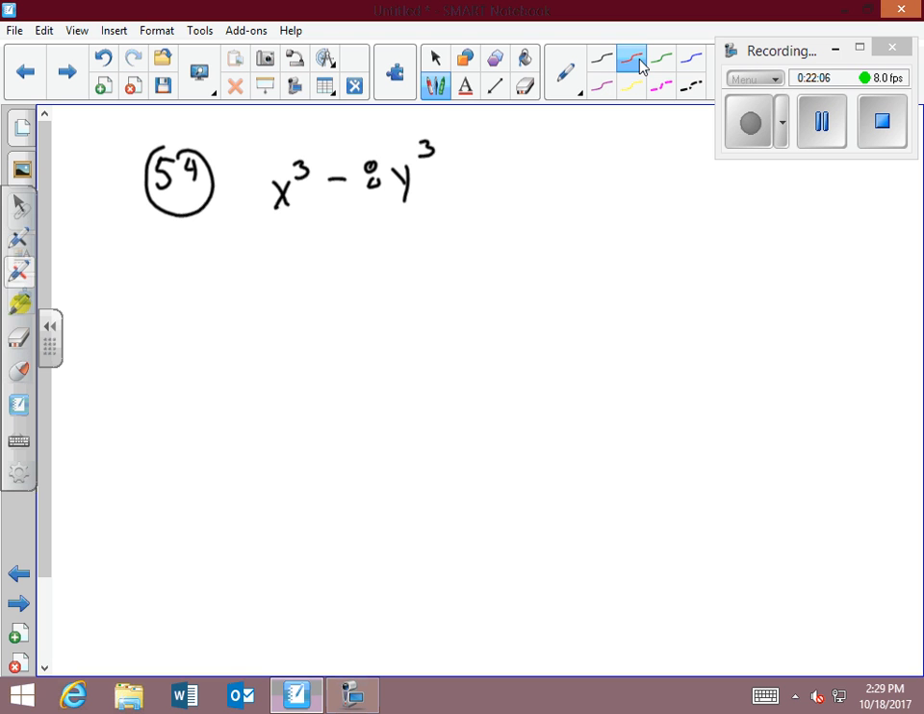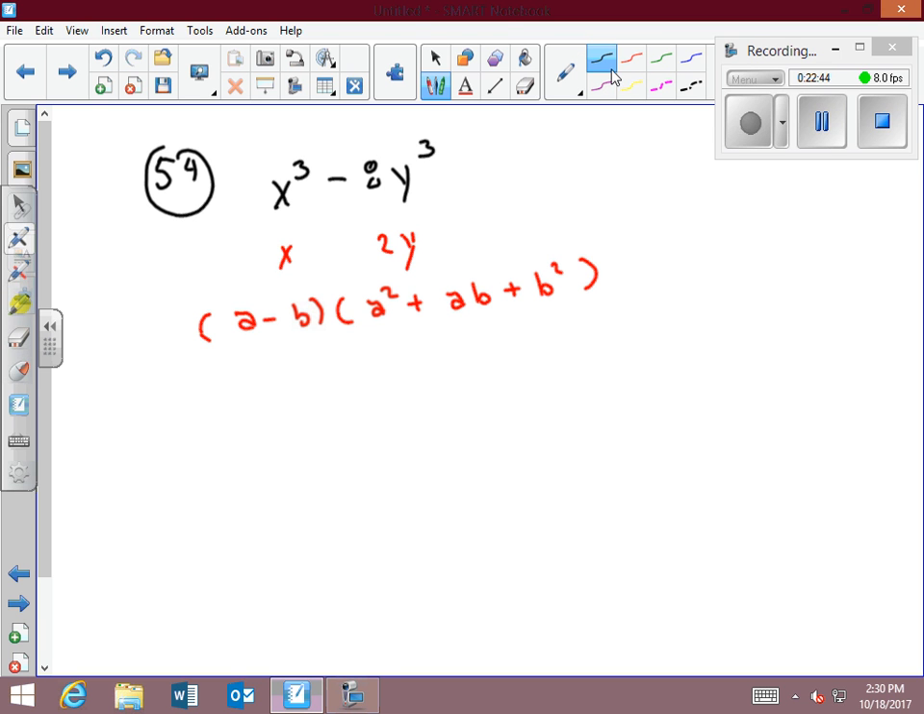Well, the first term, it's a cube, right? What's being cubed? X. Is the second one a cube? What is being cubed? 2y, right? So that's a binomial difference of cubes. How does it factor? What is the AB representation? A minus B, right, times A squared plus AB plus B squared.